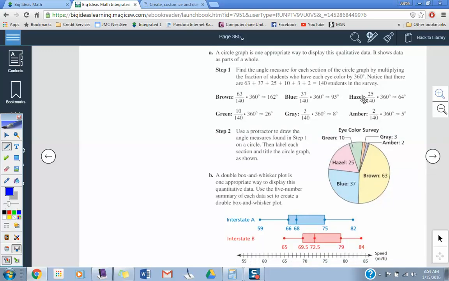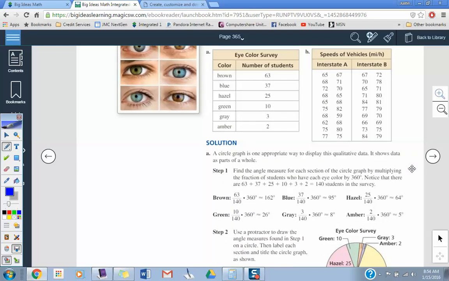Brown, blue, hazel. Guys, in this chart right here, why is the sector that's labeled brown, why is that sector bigger than every other sector in this pie graph? Yeah. Brown eyes had the highest value, right?